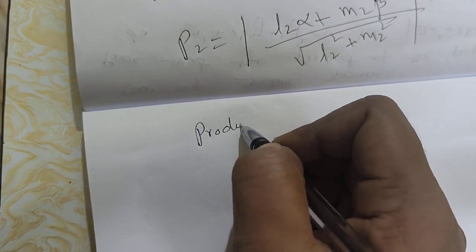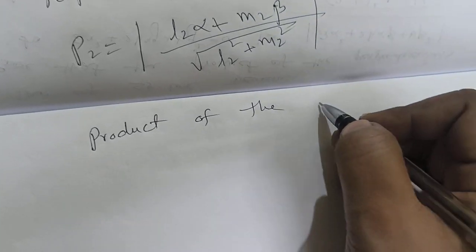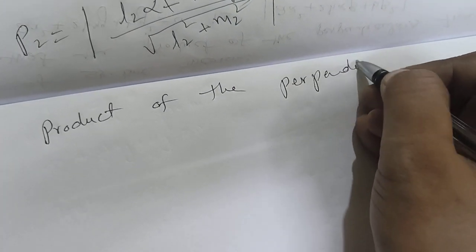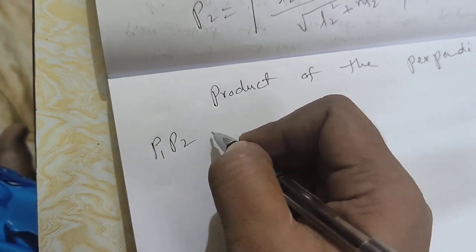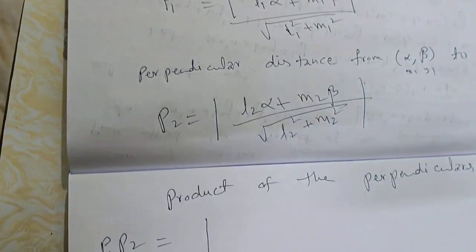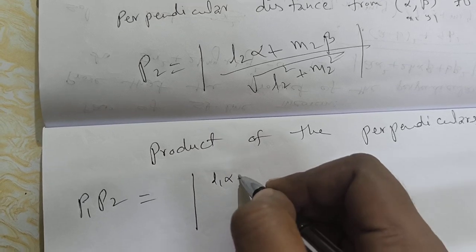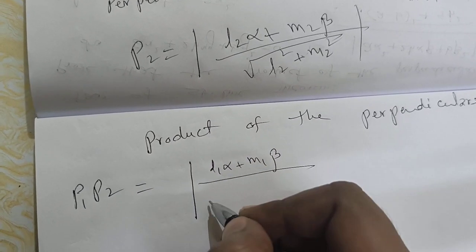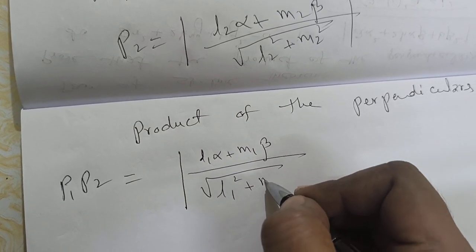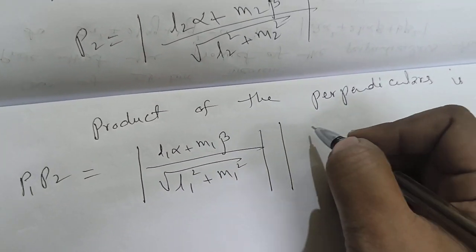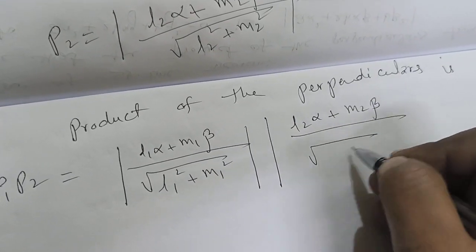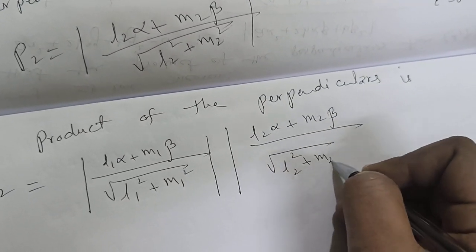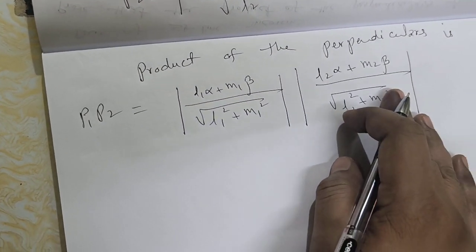Okay, product of the perpendiculars. Left hand side P1 P2, right hand side, first answer we will write: this is (l1 alpha plus m1 beta) divided by square root of l1 square plus m1 square, into the second one, (l2 alpha plus m2 beta) divided by square root of l2 square plus m2 square. Now we have to multiply them.